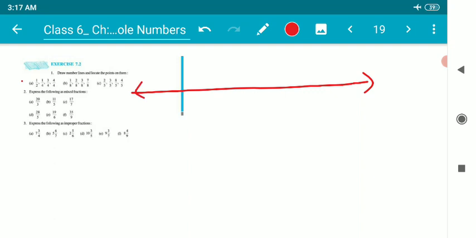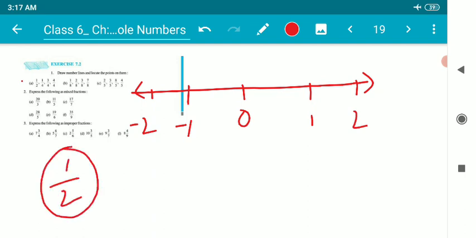This is the number line starting from 0. Here is 1, this is 2. I don't need much, as the numbers are proper fractions only. So the first one is 1 by 2. 1 by 2 means it comes between 0 and 1. The denominator is 2, so make 2 equal parts. The denominator is the number of equal parts to be made on the number line. Here the denominator is 2, so I made 2 equal parts between 0 and 1.